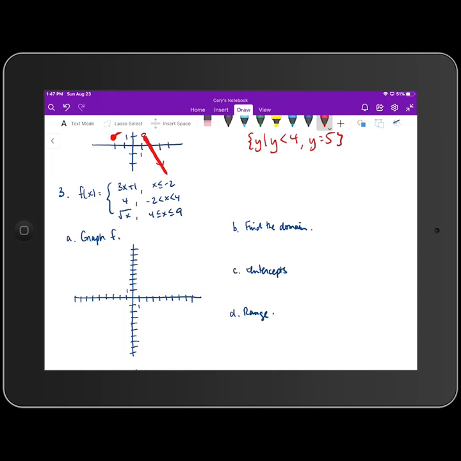Part B, find the domain. Part C, find the intercepts. Part D, find the range. Okay, so go ahead and pause the video while you work on that. When you finish, go ahead and unpause, and then we'll take a look at the answer together.